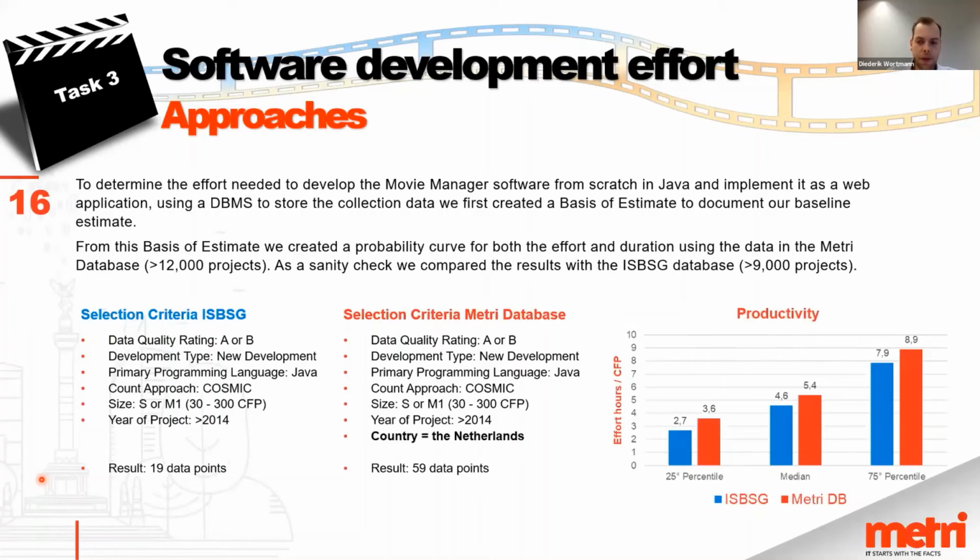Because we have the sizing and other parameters available to us, we are able to quite accurately select similar projects in both datasets. And the most important metric we're looking for here is the project delivery rate, which is the amount of hours per delivered function point. So that's the inverse of productivity. And here on the right, you can see the results of this metric for both databases. On the y-axis, the effort hours divided by the number of function points for 3 different percentiles.